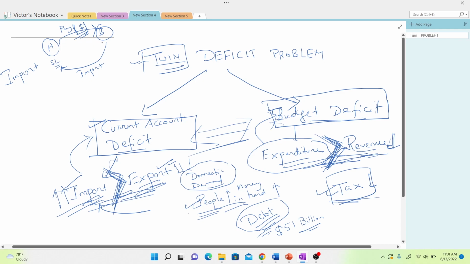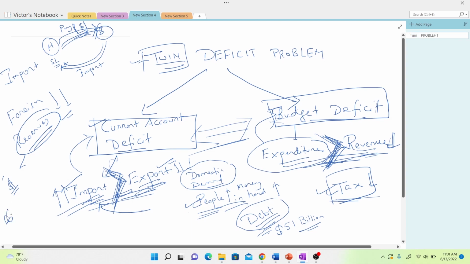Now when you import more, more dollars are going out of your country. What happens when more dollars go out of your country? Your foreign reserves go down. What is foreign reserve? Foreign reserve is essentially the amount of reserve that a country has in terms of, say, dollars. Very simplistically again, the amount of dollars that a country has in its account is its foreign reserve. So right now, for example, India has $650 billion of foreign reserves, right? So that's a healthy number. We'll come to this later.